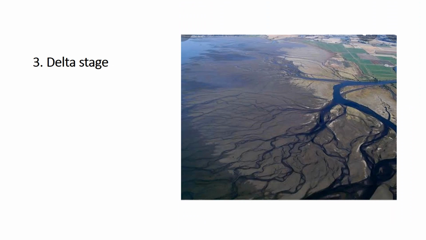The third stage is the delta stage. In the delta stage, the river water is almost stagnant because of lack of gradient. Braided structures are formed due to deposition, and the main stream or river is diverted into several channels called distributaries. Rivers in this stage generally enter the sea or large lakes. Tidal channels, creeks, mudflats, and swamps are common features of the delta stage.